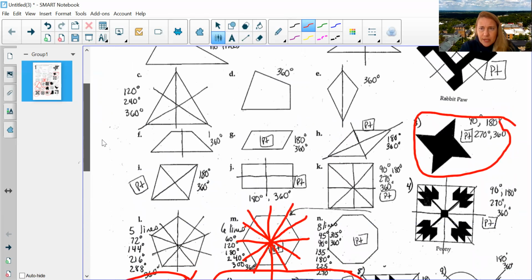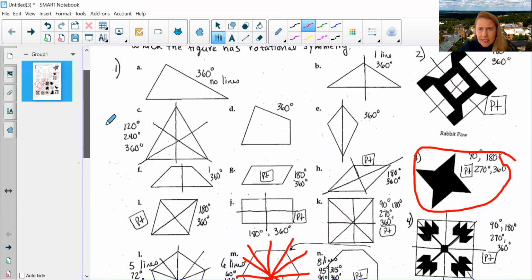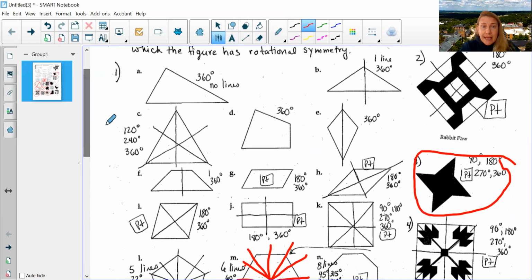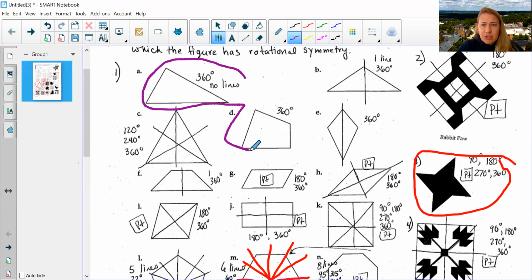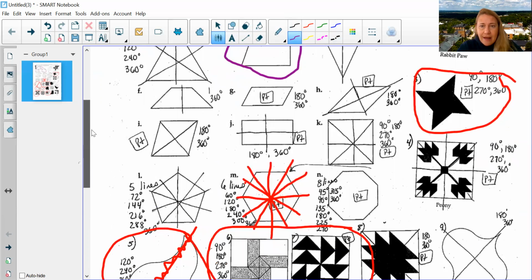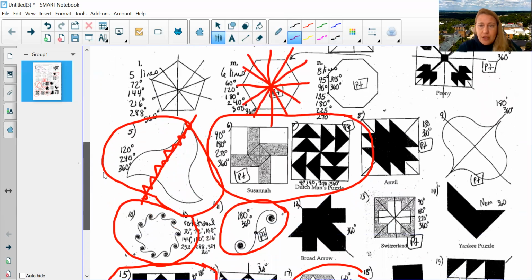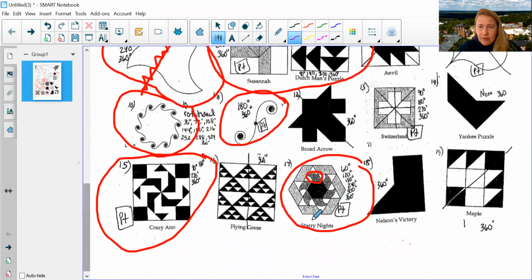Wait, how do I summarize what I did not circle? Actually, no, I'm lying. Some of them don't have a line of symmetry. So notice every figure that has no line of symmetry, let me circle those in purple. No line of symmetry, no line of symmetry. They'd only have 360-degree rotational symmetry. Here's another one with no line of symmetry.